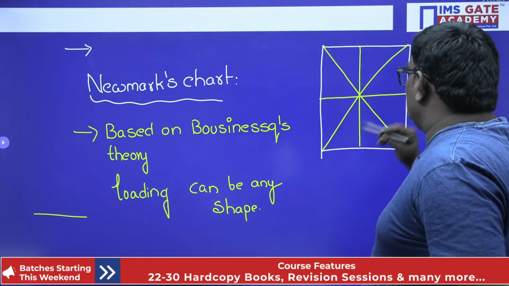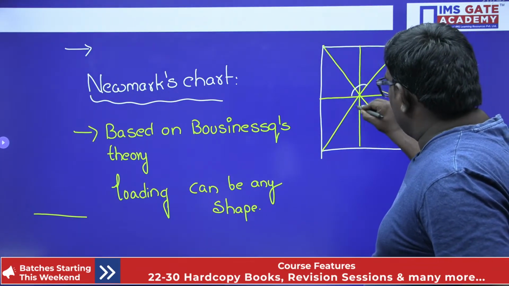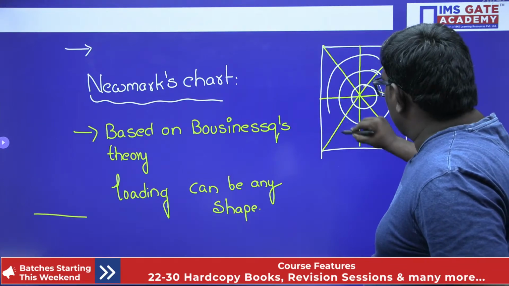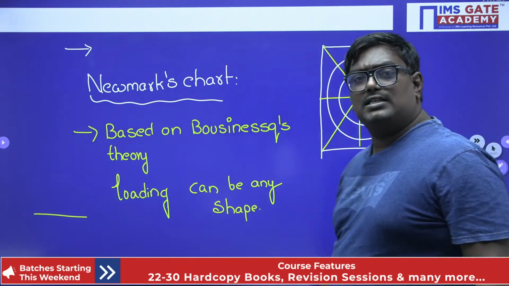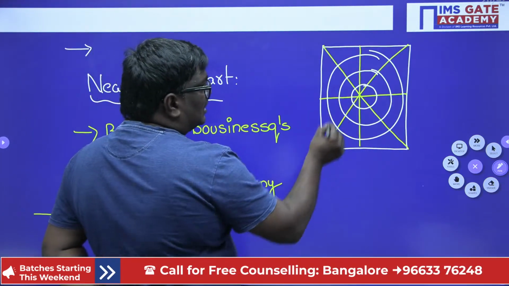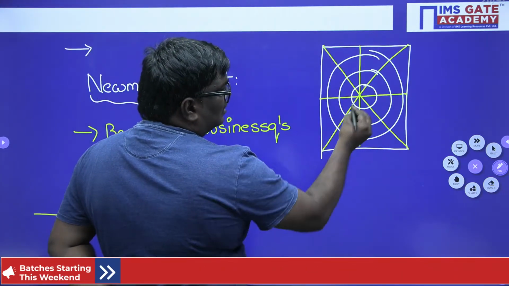All these are what, sir? These are the radial lines. And if I consider this as concentric circles, what are these? These are called what, sir? These are the concentric circles. So here, what is this? These are the radial lines and these are the concentric circles.